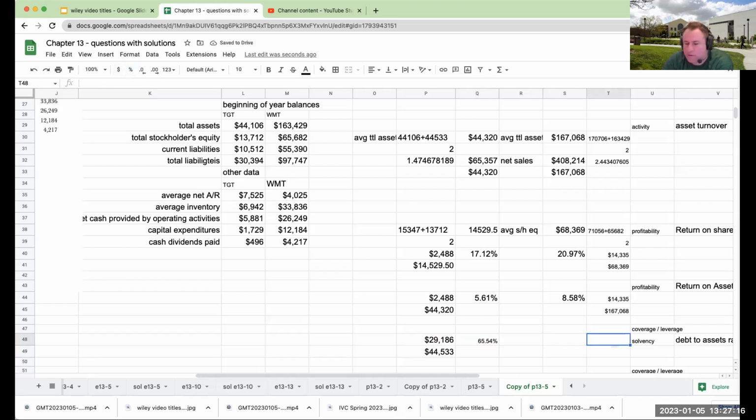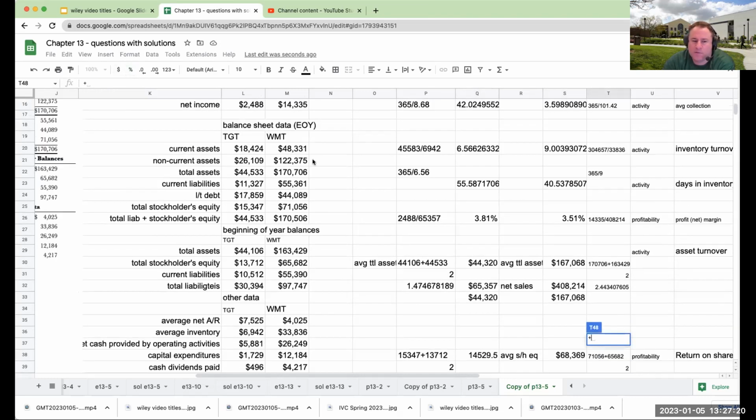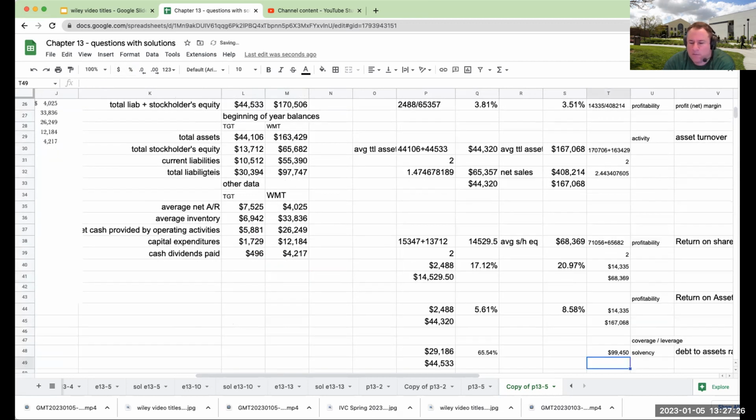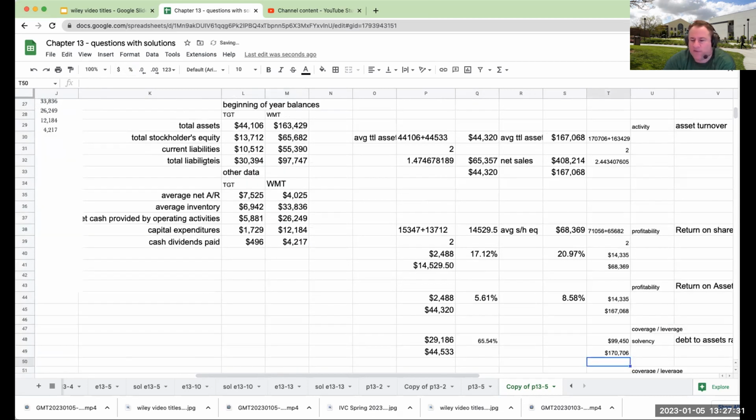For Walmart, my total liabilities are going to be, okay, divided by my total assets of 170, is going to be over here about 58%.